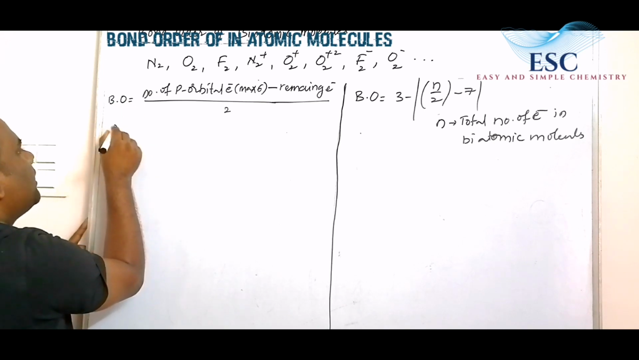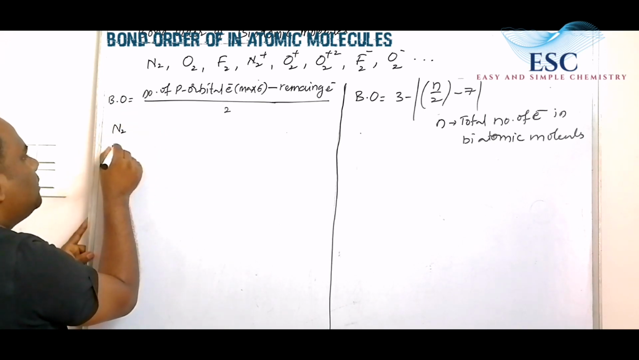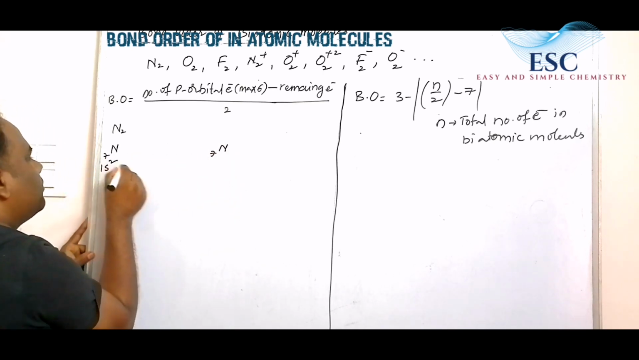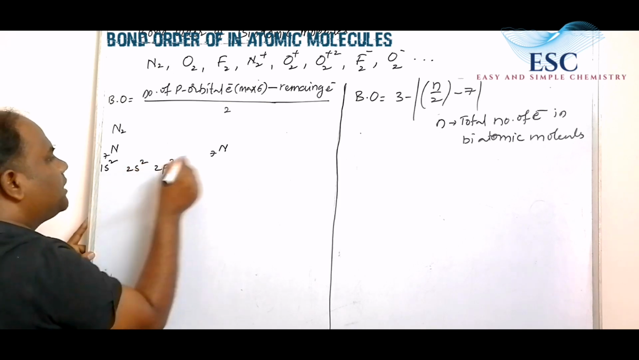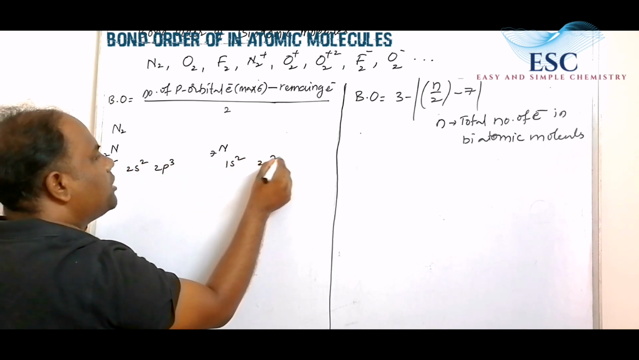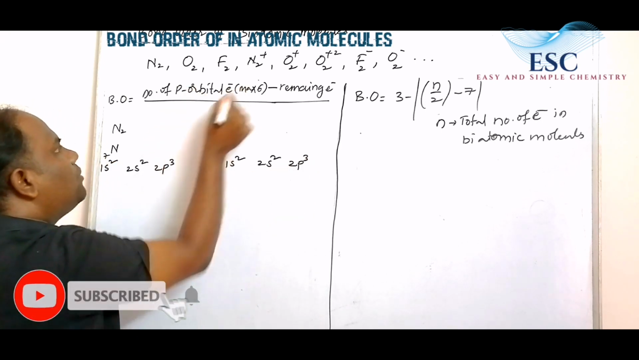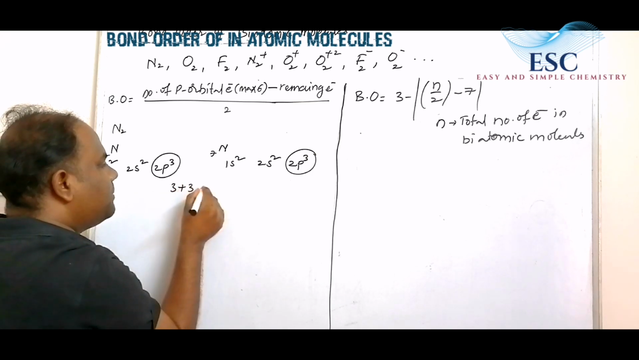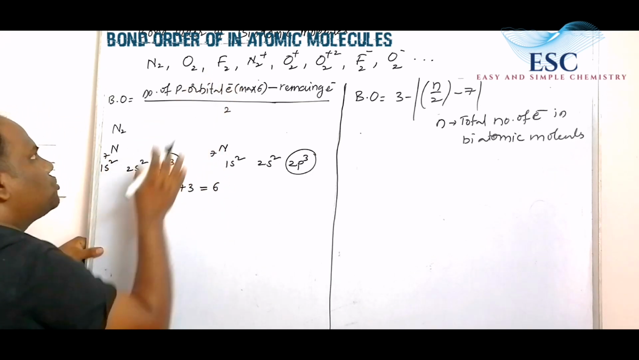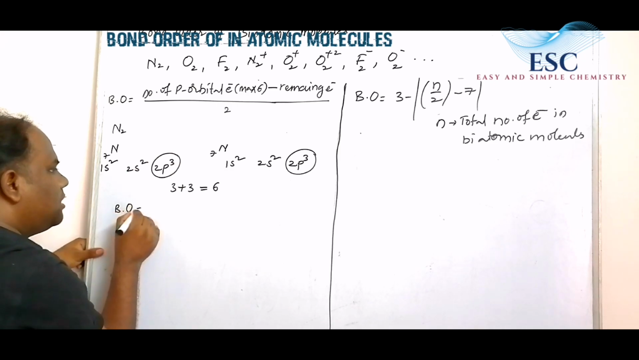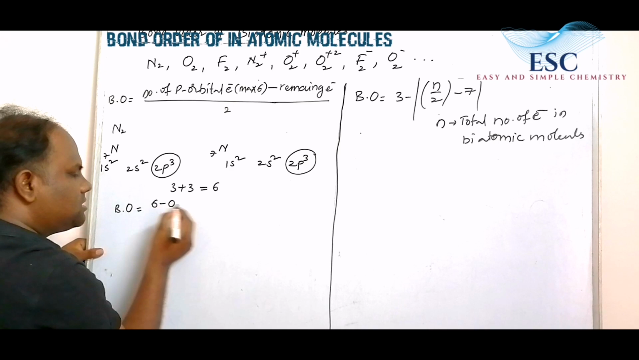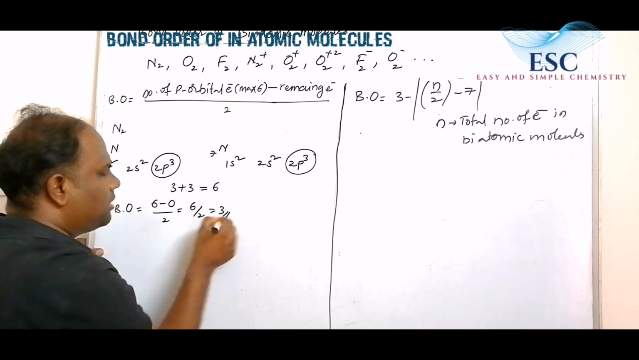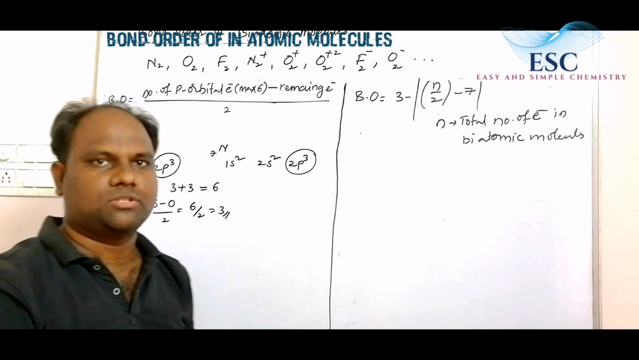Example number 2, nitrogen. How many nitrogens are here? 2 nitrogens. Electronic configurations are 1s2, 2s2, 2p3. Here also the same 1s2, 2s2, 2p3. We need only the number of p orbital electrons: 3 here and 3 there, 3 plus 3, 6 electrons. Just substitute in the bond order equation. Bond order is equal to 6 minus 0, because there are no remaining electrons, so 6 by 2 is equal to 3. The bond order of nitrogen is 3.